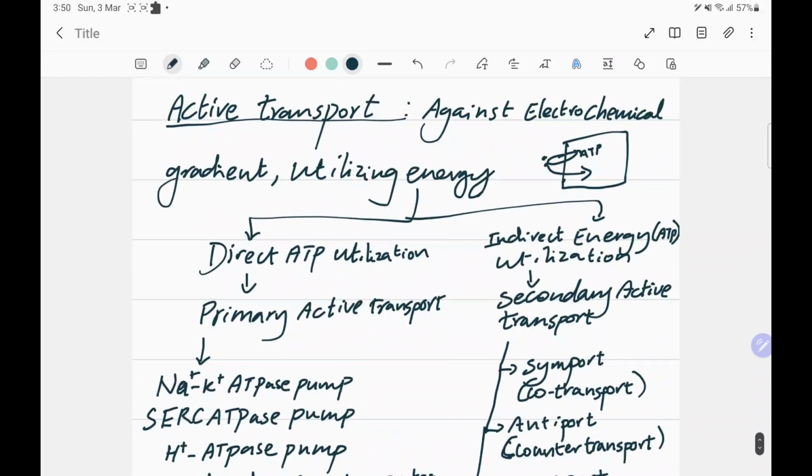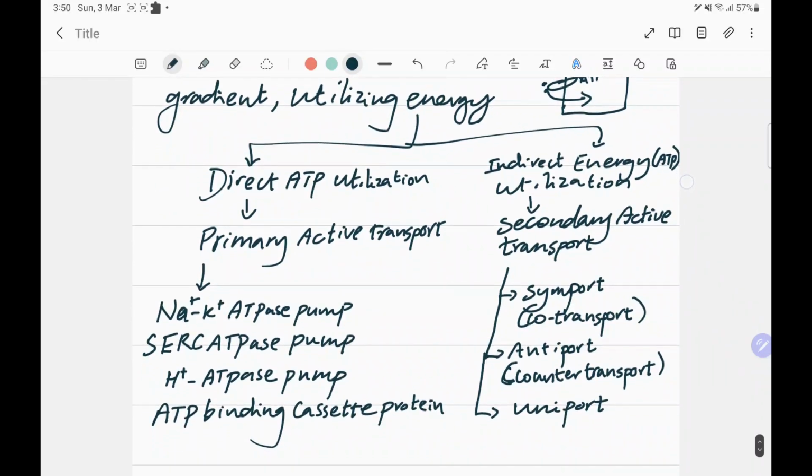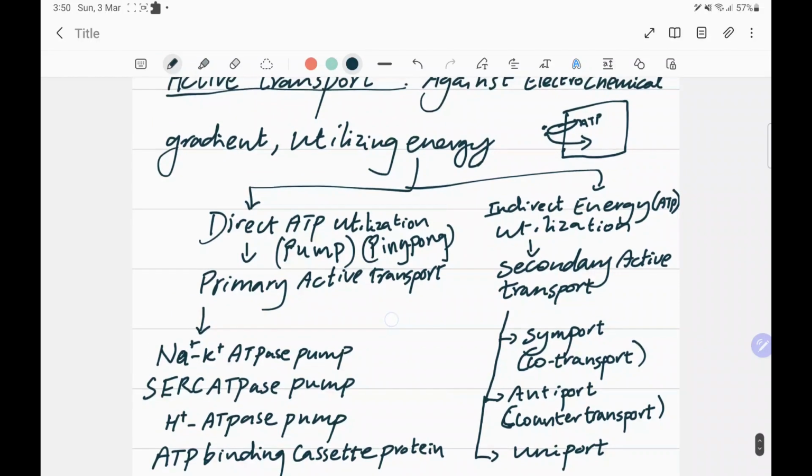Just go over this classification and definition. Active transport is transport across electrochemical gradient, and we use energy. Now, if the transport molecule, the carrier protein, uses ATP directly, we call it a pump. So this is a pump that works over here. And these pumps have the ability to bind to certain substances and change the configuration. And this is through something called the ping-pong mechanism. And this uses ATP directly.